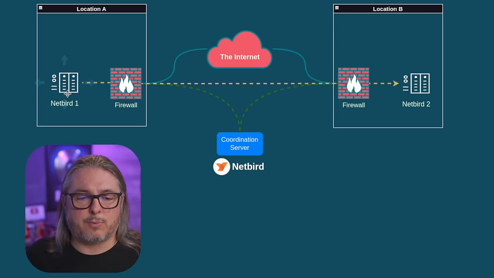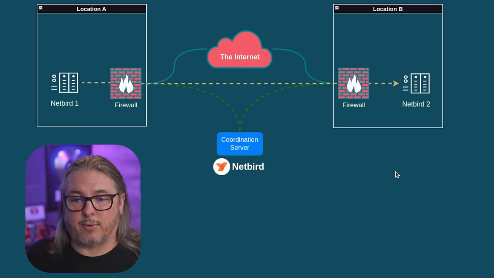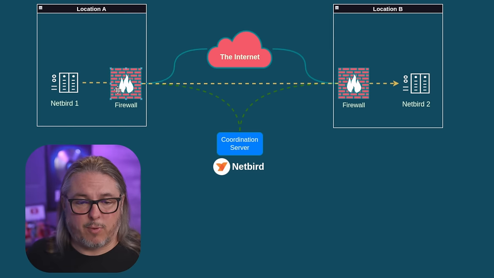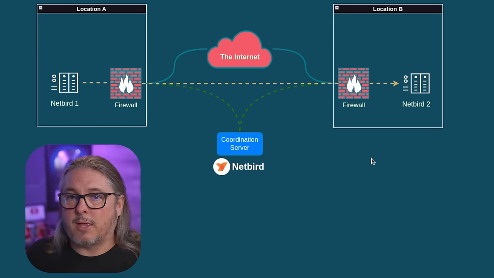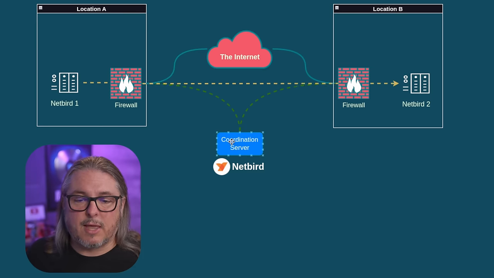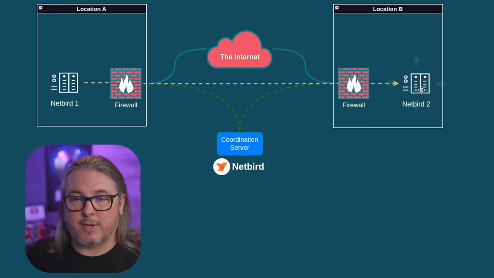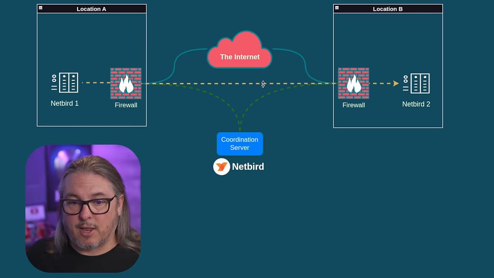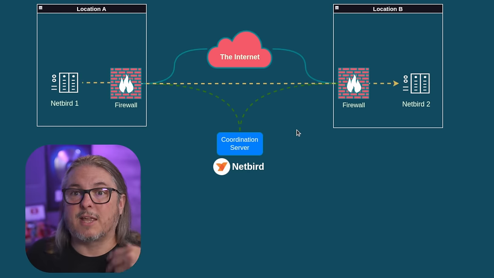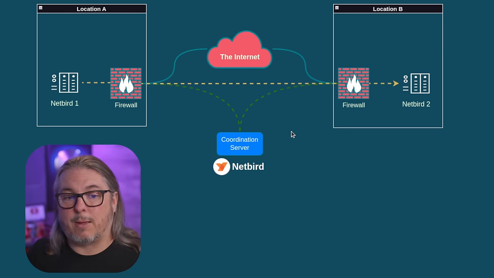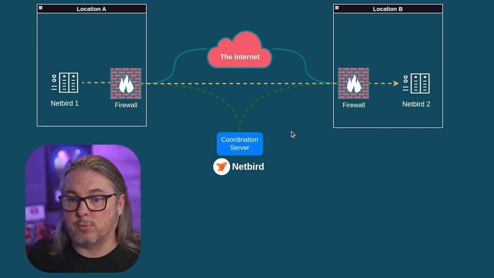We have a device with Netbird installed at location A and a device with Netbird installed at location B. It's a pretty simple setup. We've done no modification to the firewall. It doesn't matter what firewall you're using. As long as this system can get out to the internet, and this one can get out to the internet, and the coordination server can see both of these, then it's able to, and this yellow dotted line that's moving represents the WireGuard transport being able to talk from location A to location B.